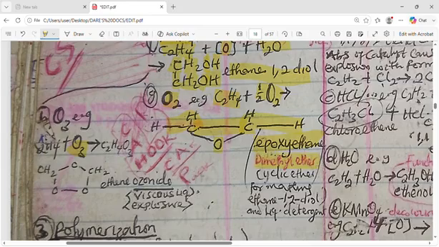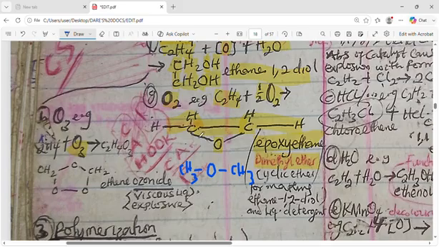Take note, this epoxyethane is different from dimethyl ether. They are not the same. Because for dimethyl ether, only O will be at the center in this form. Then you have your methyl here, that's CH3 here. You also have CH3 here. So this one is dimethyl ether. It's different from this epoxy.